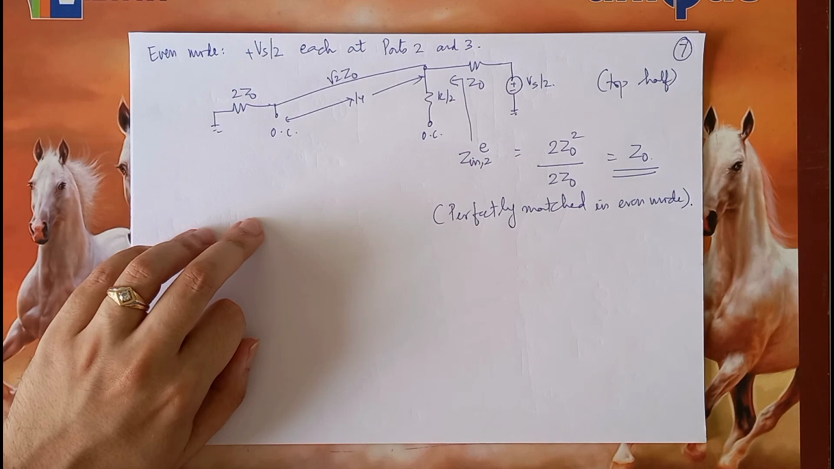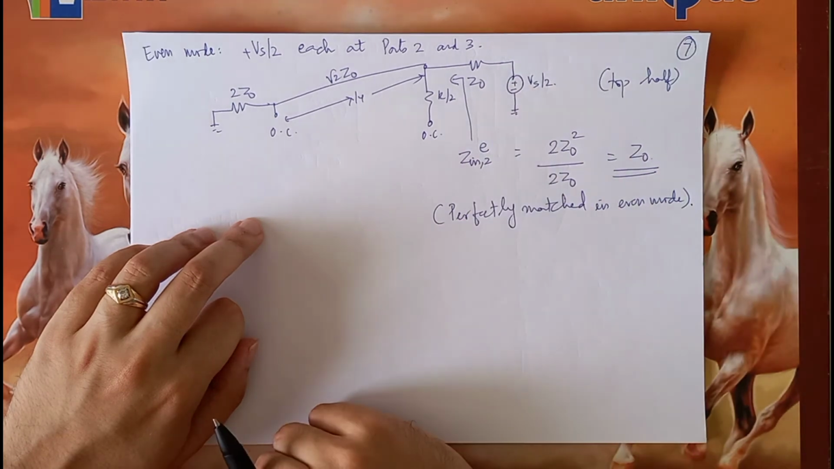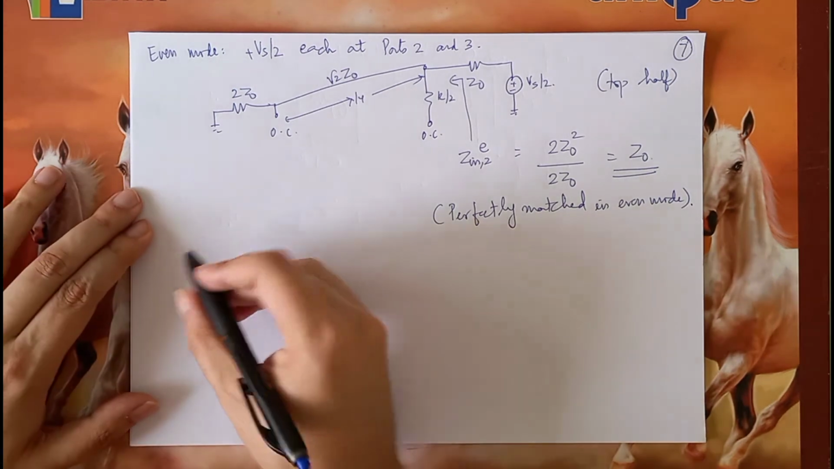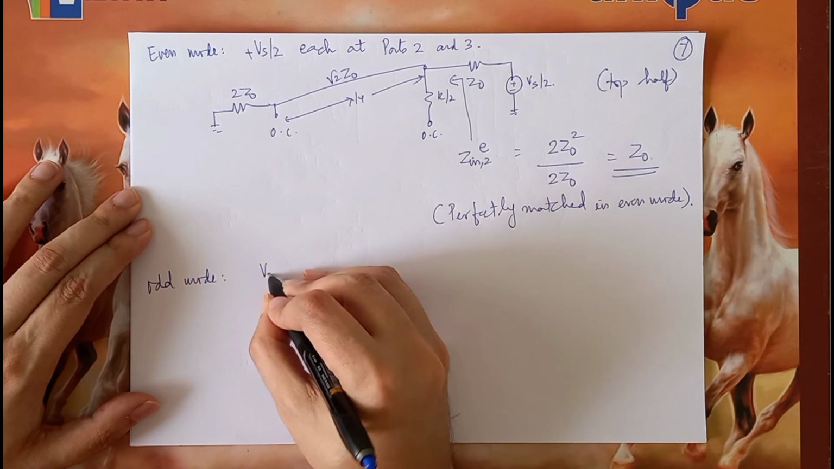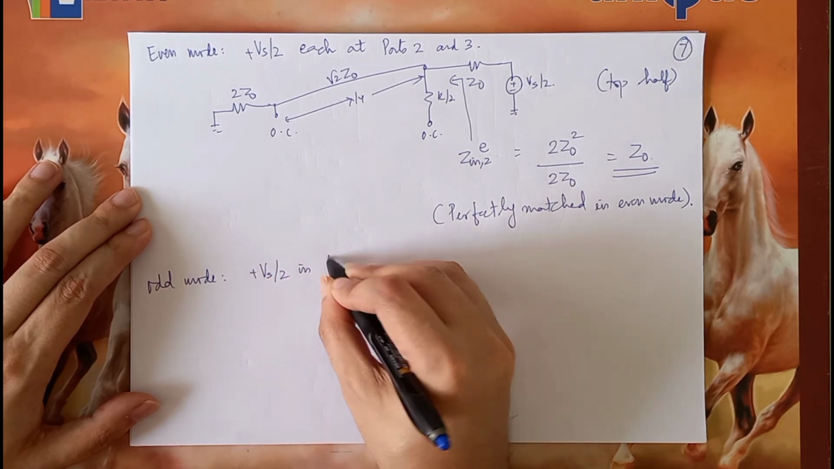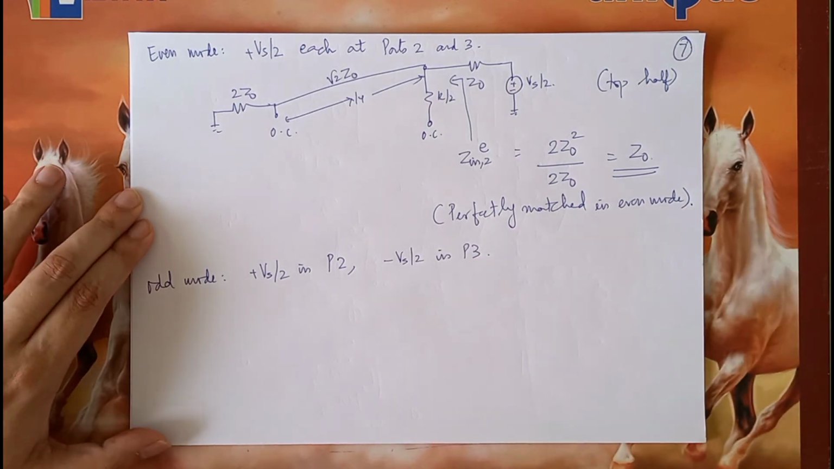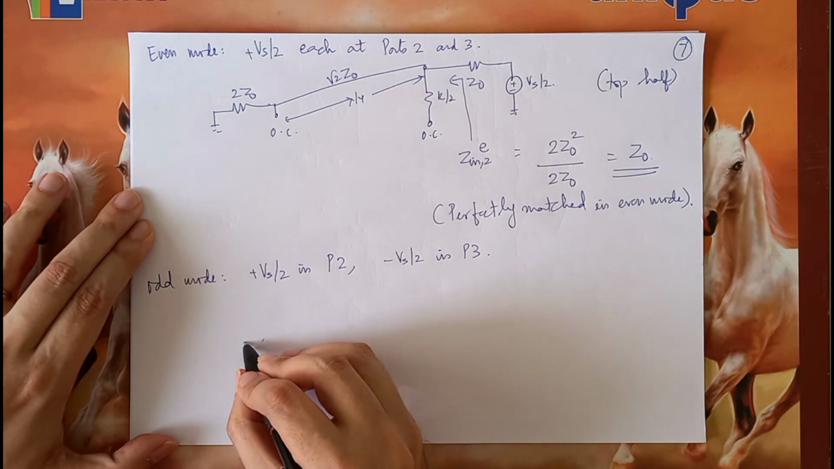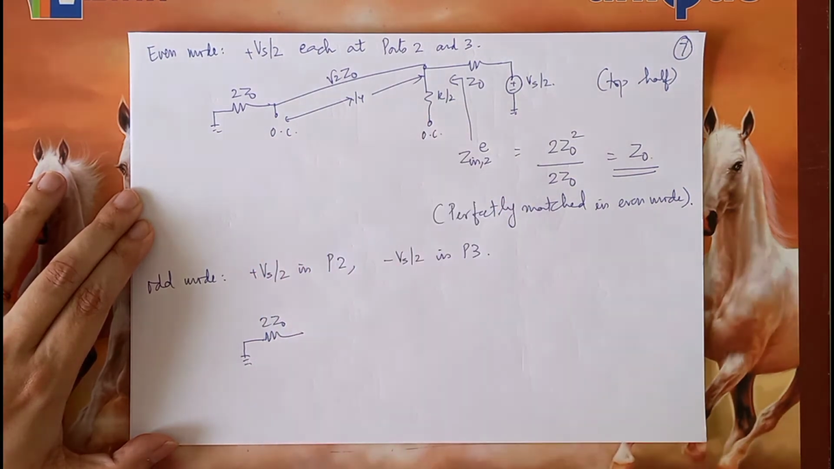But is that enough? No. We have to ensure that in the odd mode also, port 2 is perfectly matched. Only then we can say by superposition that port 2 will always be matched. So therefore, let us look at the odd mode. Plus Vs by 2 in port 2 and minus Vs by 2 in port 3. So therefore, all these open circuits will now be replaced by short circuits.